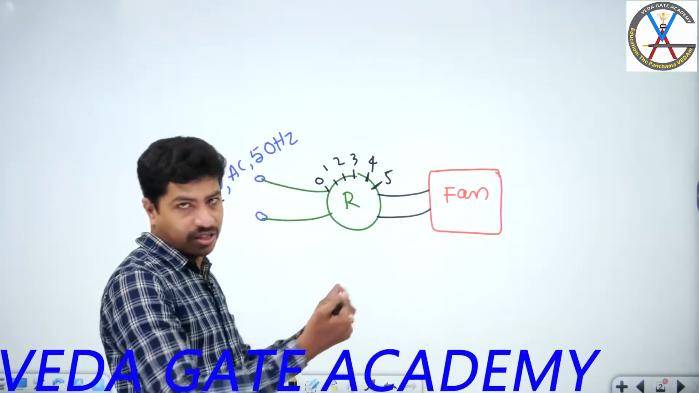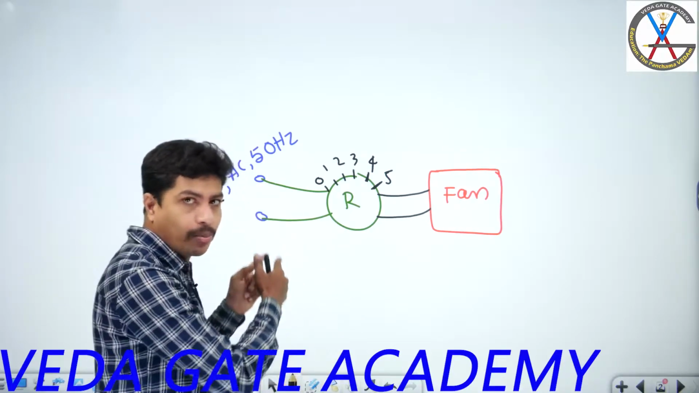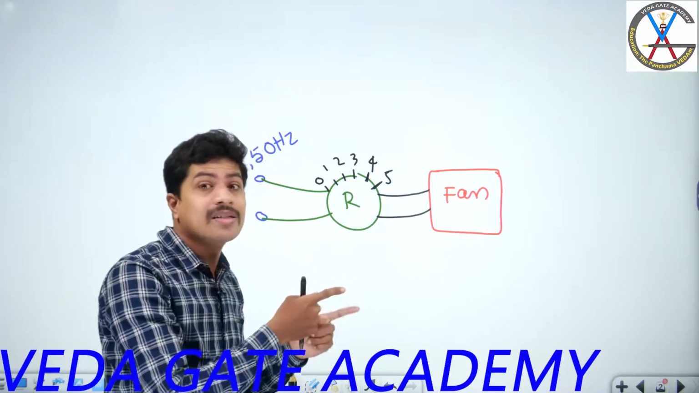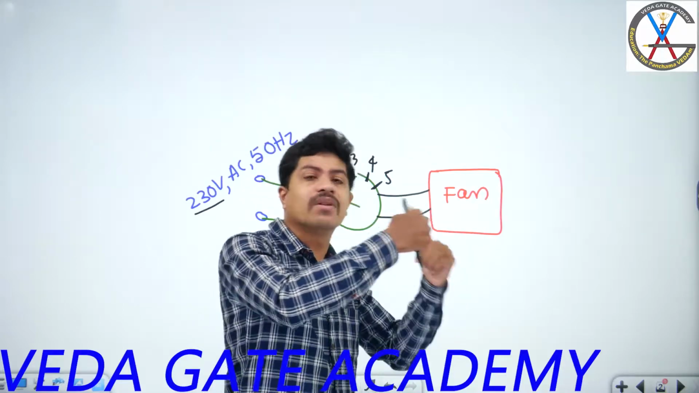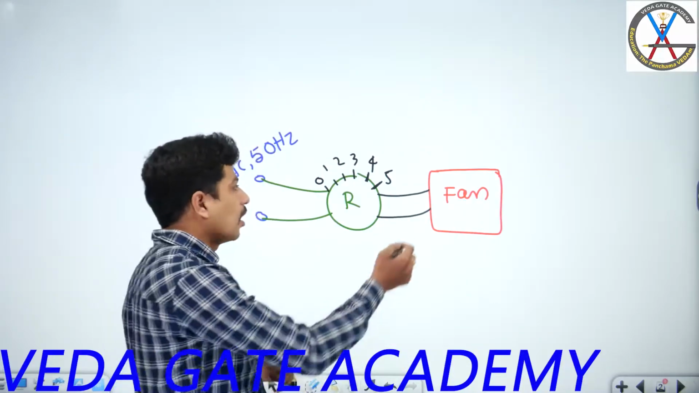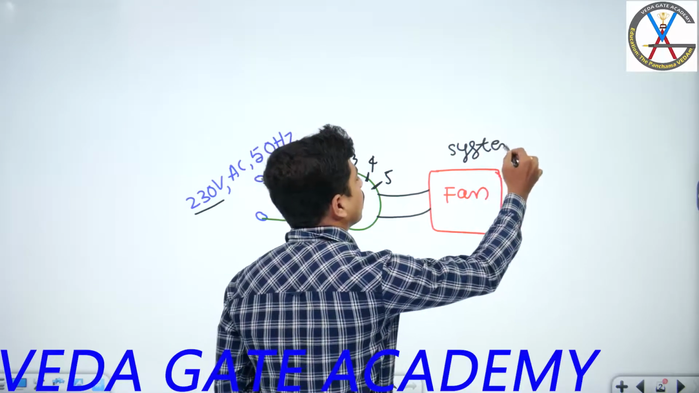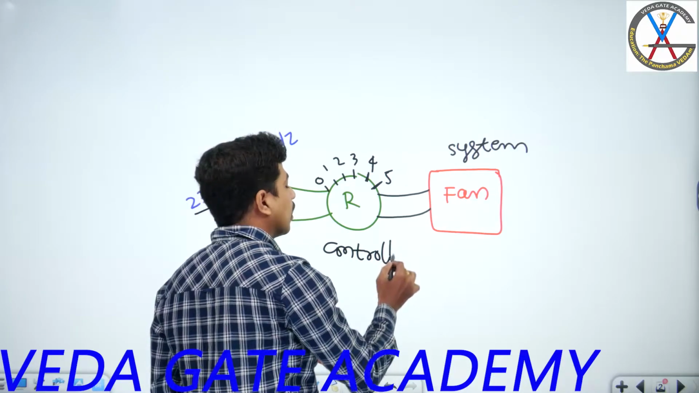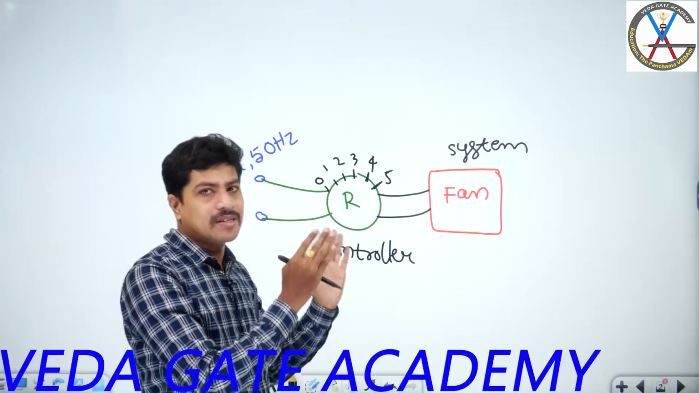The reason we took this example is the sequence of connection: input, then this regulator, which is called the controller. This is controlling the input, therefore it is controlling the speed of the fan. The fan is called the system. The regulator is called the controller. Very simple analysis.